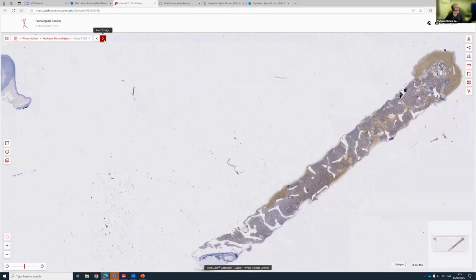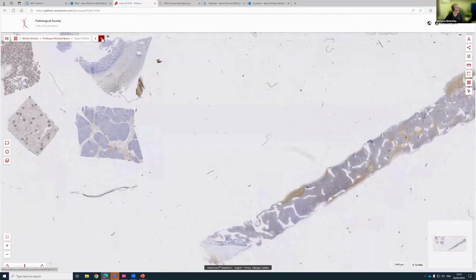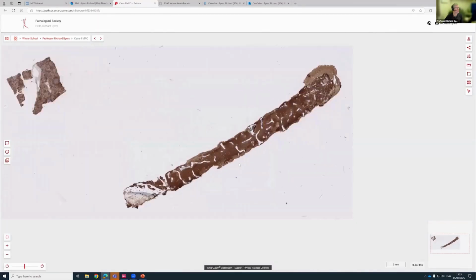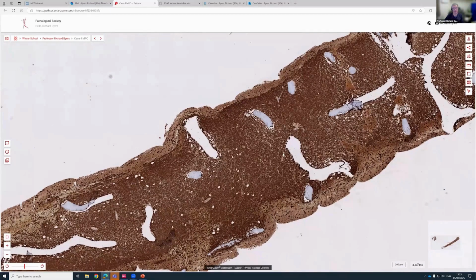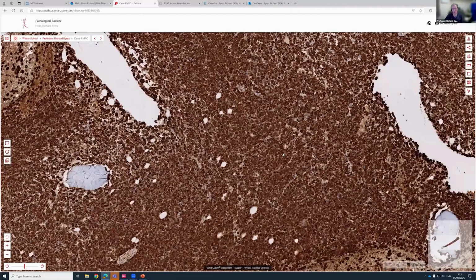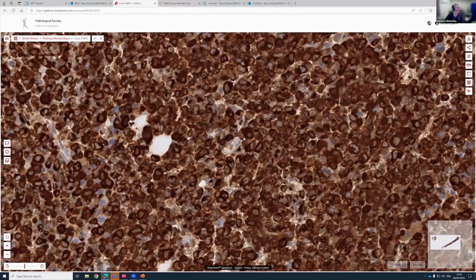So we can do myeloperoxidase. And this one was strongly myeloperoxidase positive. It's important to realize that cases can be myeloperoxidase positive on the trephine and negative on flow cytometry. And to make a diagnosis of a biphenotypic leukemia or ambiguous lineage leukemia, you have to have it myeloperoxidase positive on the flow and not just the trephine. So this was strongly positive for myeloperoxidase.